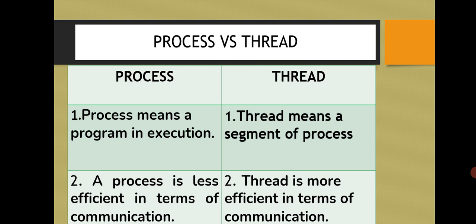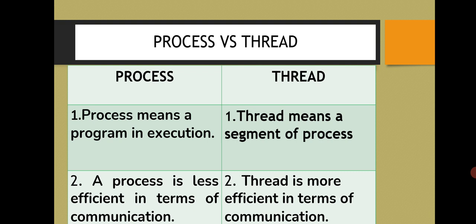Dear learners, this is the most expected question. So first I will discuss with you process. Process means a program in execution. It means whenever a program executes, it is known as process. And thread means a segment of process. Thread is a part of process.